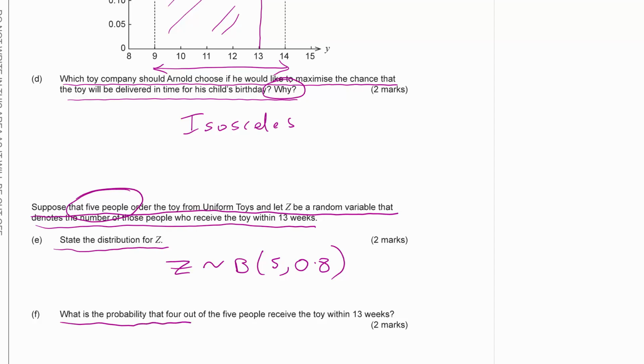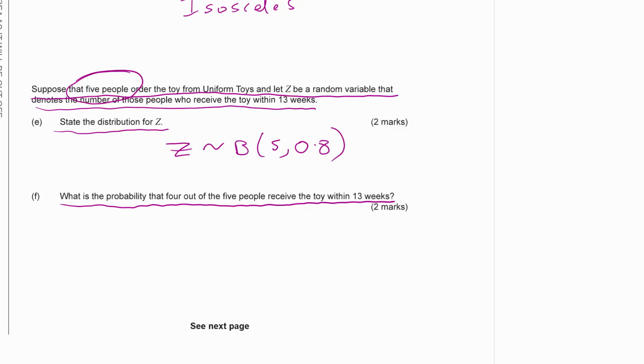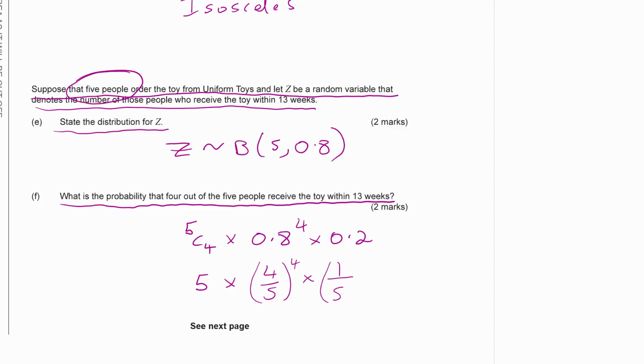What is the probability that 4 out of the 5 people receive the toy within 13 weeks? So that's going to be 4 successes and 1 failure. So we're going to have 5 choose 4 multiplied by 0.8 to the 4, that's the 4 successes, and 0.2 for the 1 failure. It might be better to look at these as fractions. 5C4 is just 5. And then we've got 4/5 to the 4 and 1/5 to the 1.